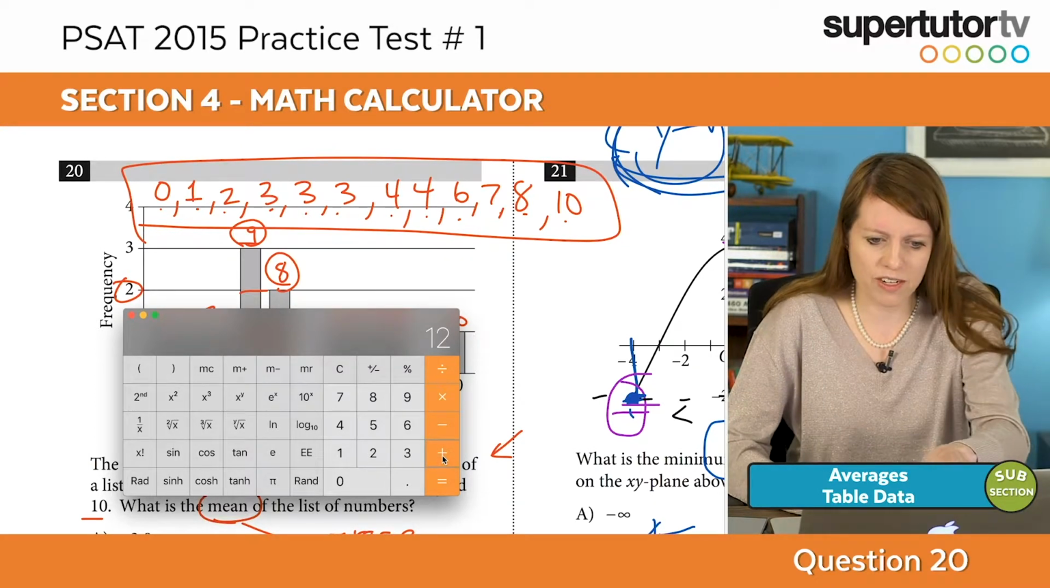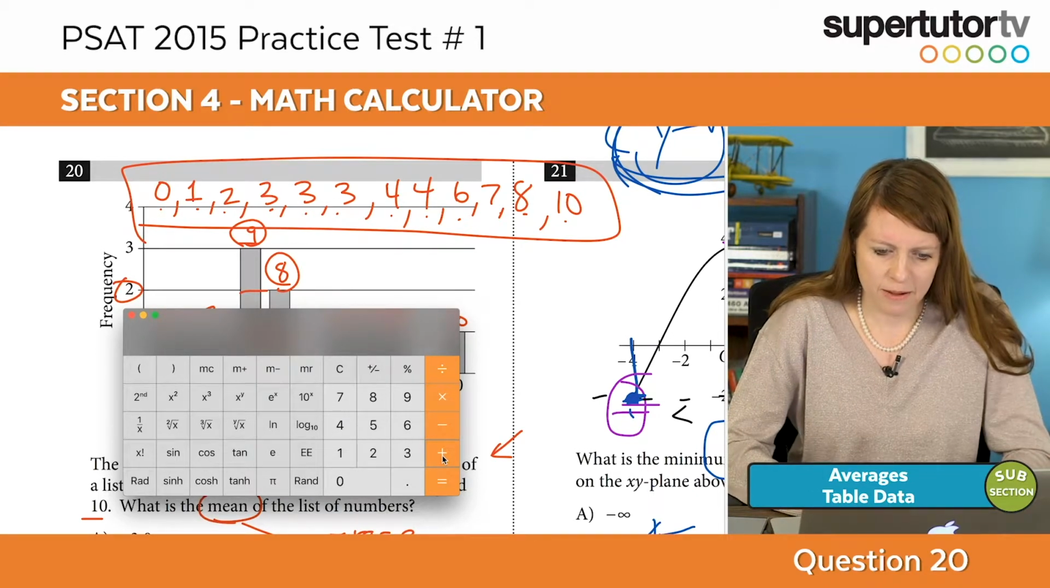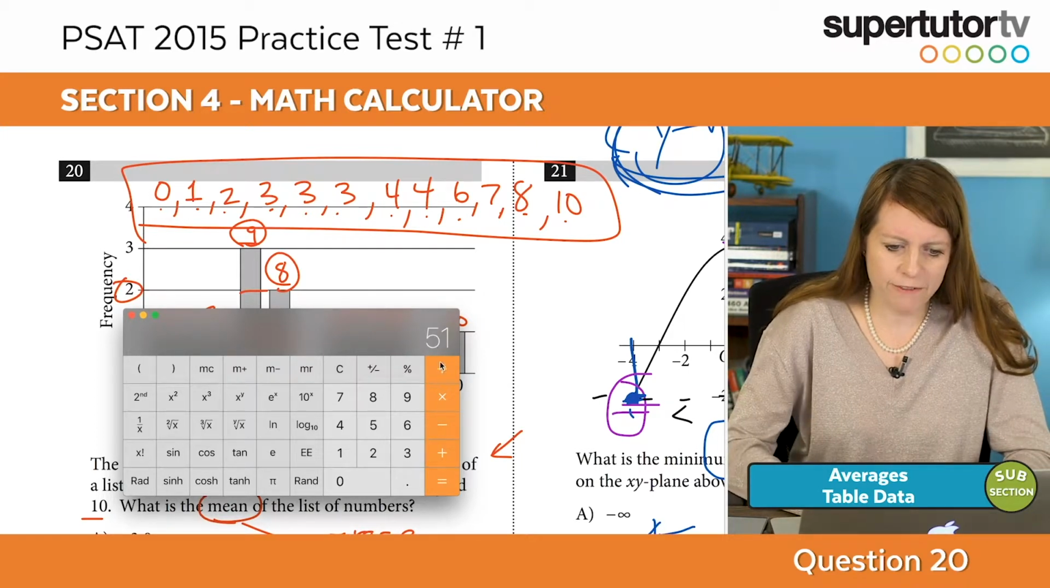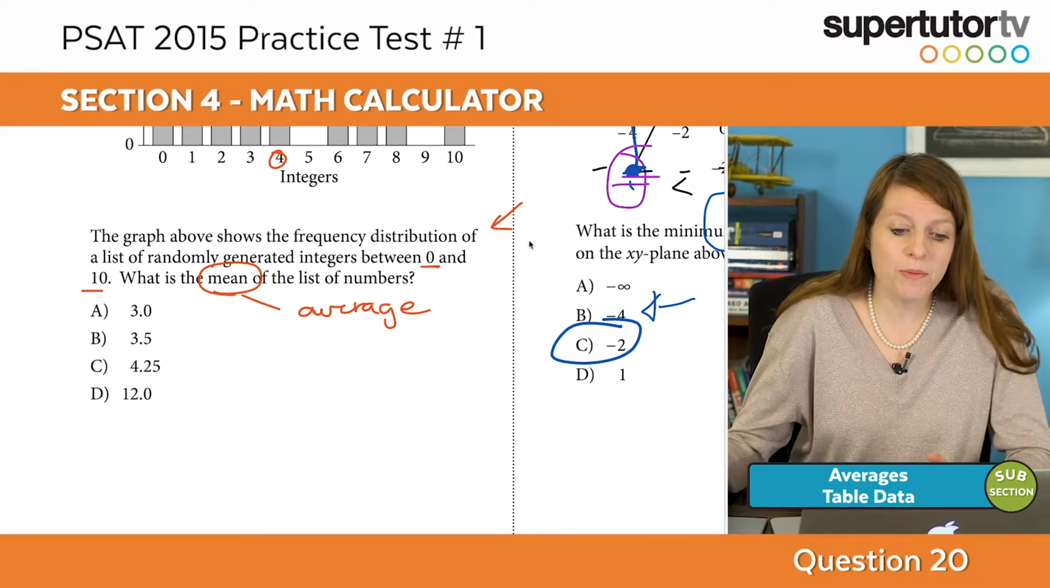Obviously, you can add these all up one at a time if you want. I'm going to do plus 8, plus that 6, plus 7, plus 8, plus 10. Okay, so I get 51. I'm dividing that by 12. I get 4.25. So then I look for that. Yeah, this should be exact, by the way.